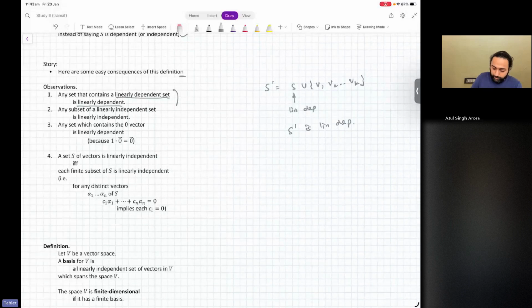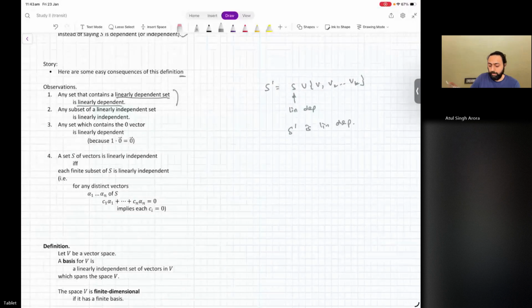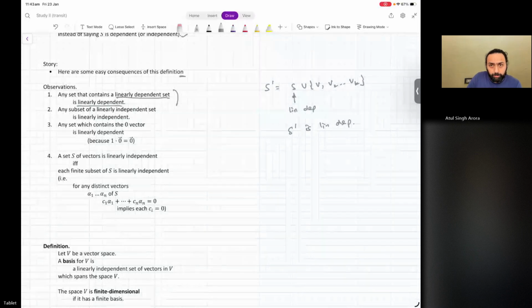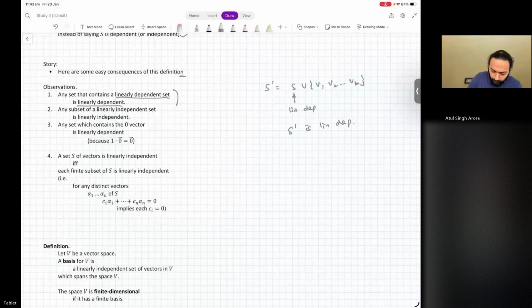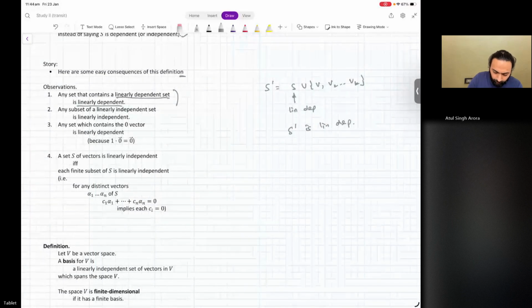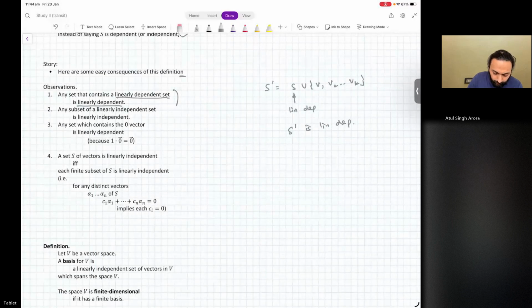Why is it the case? Why is S prime linearly dependent? It is kind of trivial, right? Okay, I'm unable to explain it properly.